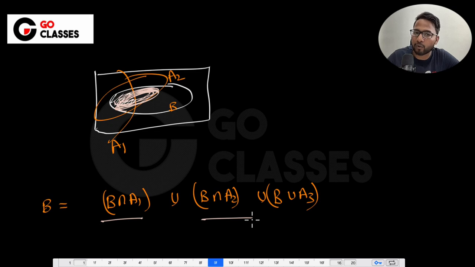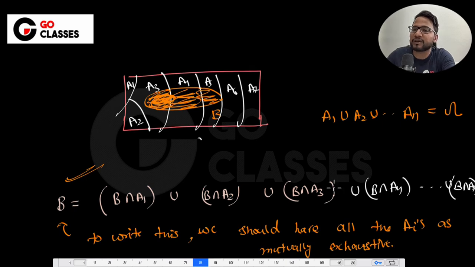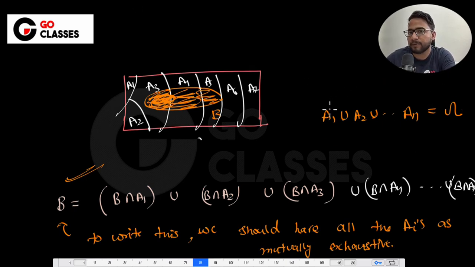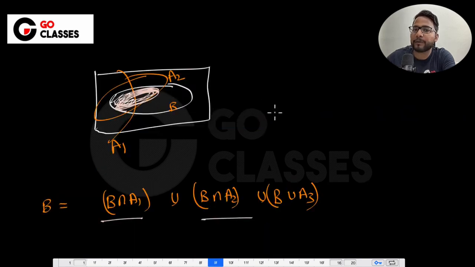Even though A1 and A2 are not disjoint, I don't know if I'm confusing you, but see, what is the requirement to write like this? The requirement is that they should be mutually exhaustive. Disjoint is not a requirement, okay? Disjoint is not a requirement, but we want disjoint also. I will tell you why.